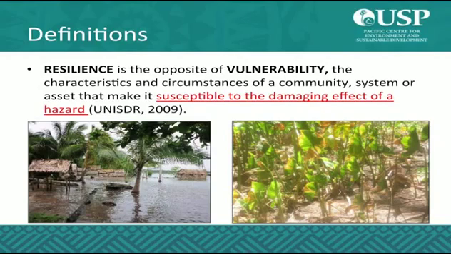Resilience is the opposite of vulnerability, which is the characteristics and circumstances of a community, system or assets that make it susceptible to damaging effects of a hazard. So it can be that the community is vulnerable to inundation, as you can see on the left-hand pictures, or to drought, like on the right-hand picture.